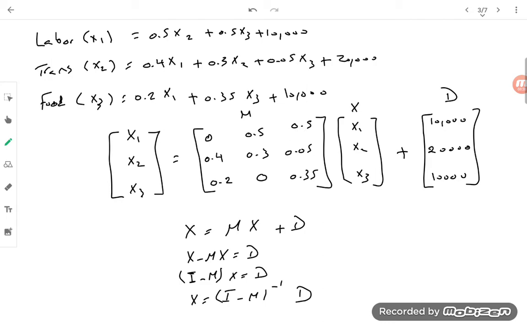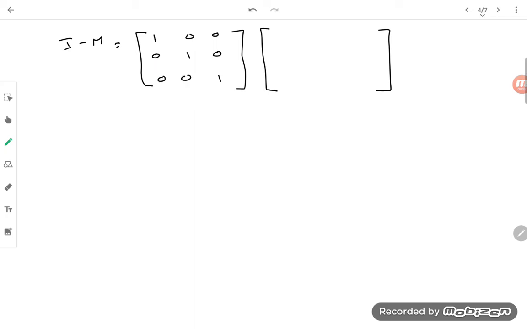Now we would like to know how to calculate I minus m. I minus m is calculated as the identity matrix, which is the matrix with the diagonal 1 and all other items 0, minus the matrix m: 0, 0.5, 0.5, 0.4, 0.3, 0.05, 0.2, 0, 0.35. So if you subtract each element of M from the identity matrix, you can find I minus M.